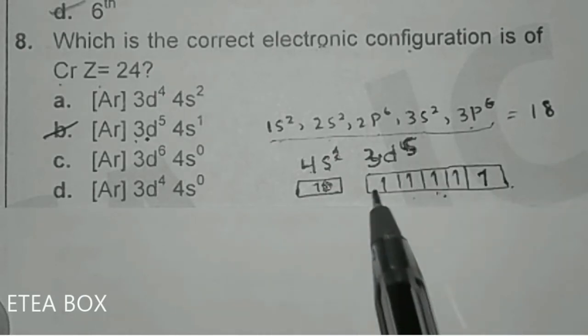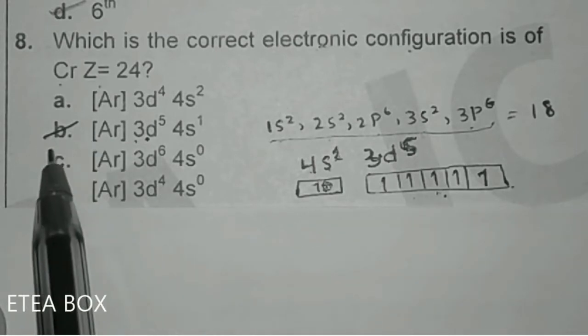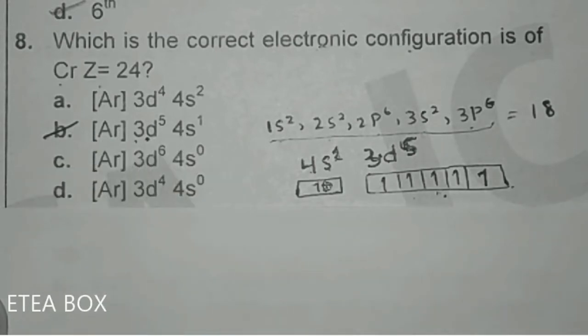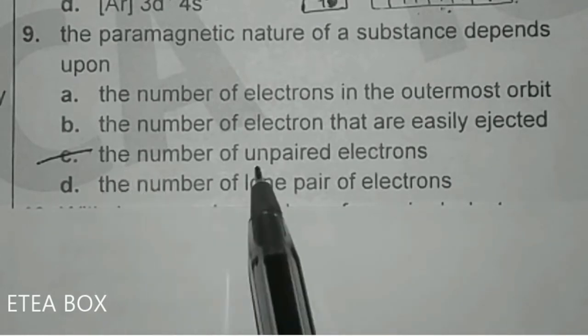Now this is the stable electronic configuration of chromium. So here option B is correct, 3d5 and 4s1. The paramagnetic nature of a substance depends upon the number of unpaired electrons.